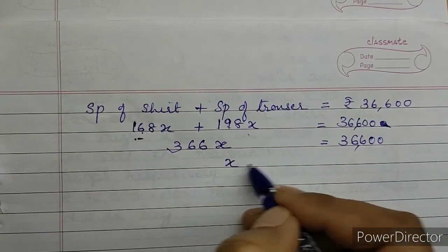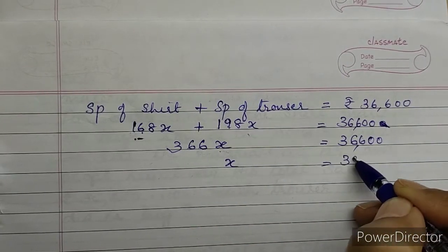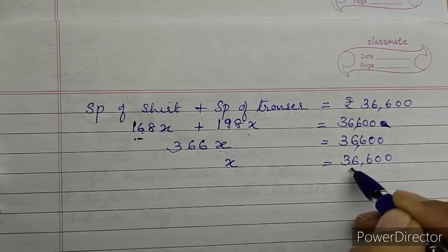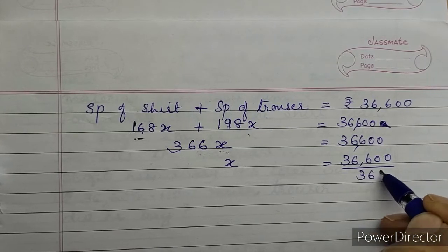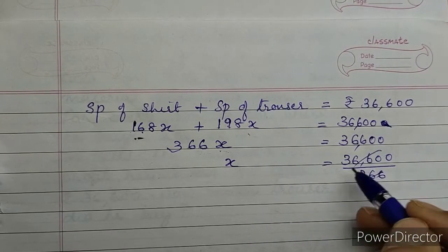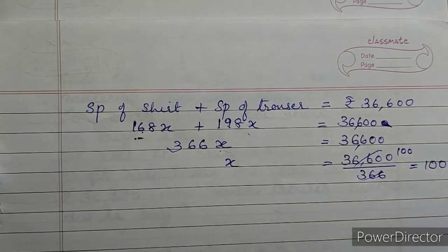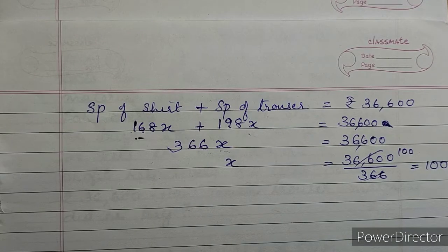Now x is equal to, here it is multiplication, so it will come to the other side as division. 36,600 divided by 366. Cancel it off. How much will it come? 100. So x is equal to 100. Now you have the answer for x. Now you can find the shirt material total length and the trouser material total length.